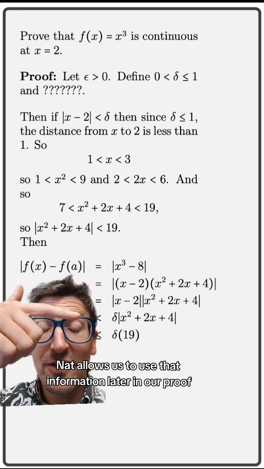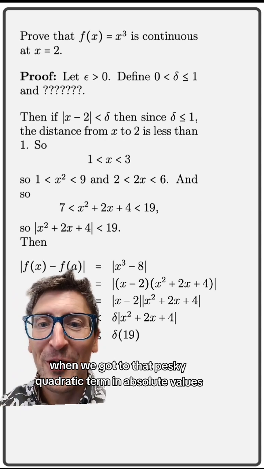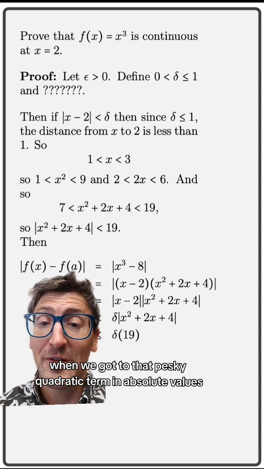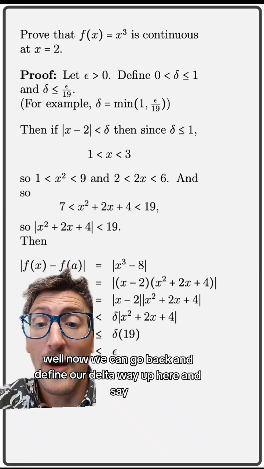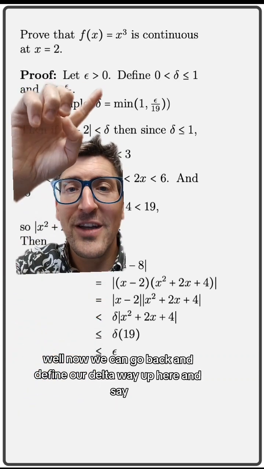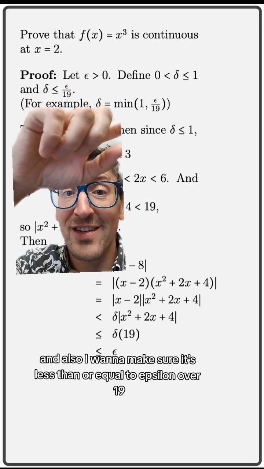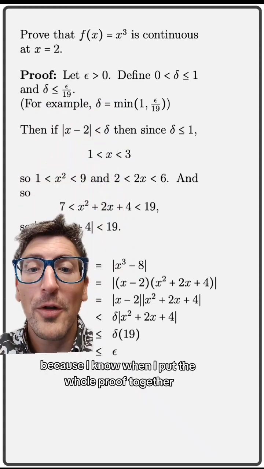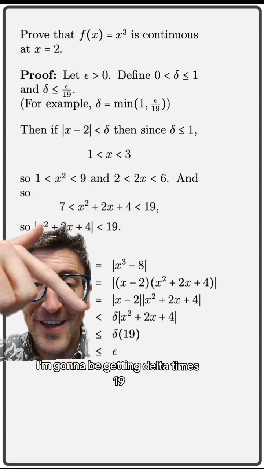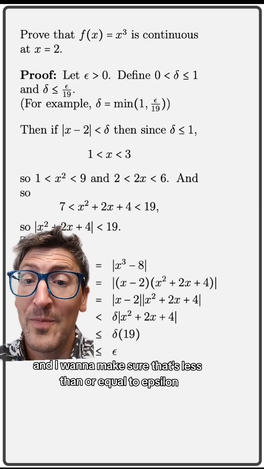And that allows us to use that information later in our proof when we get to that pesky quadratic term and absolute values. And so now to finish the proof, we can go back and define our delta way up here and say, you know what, I'm going to make sure it's less than or equal to 1. And also I want to make sure it's less than or equal to epsilon over 19, because I know when I put the whole proof together, I'm going to be getting delta times 19, and I want to make sure that's less than or equal to epsilon.